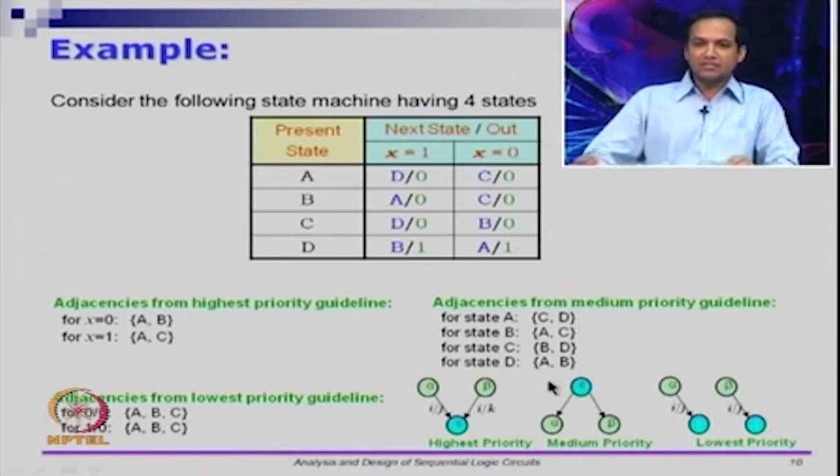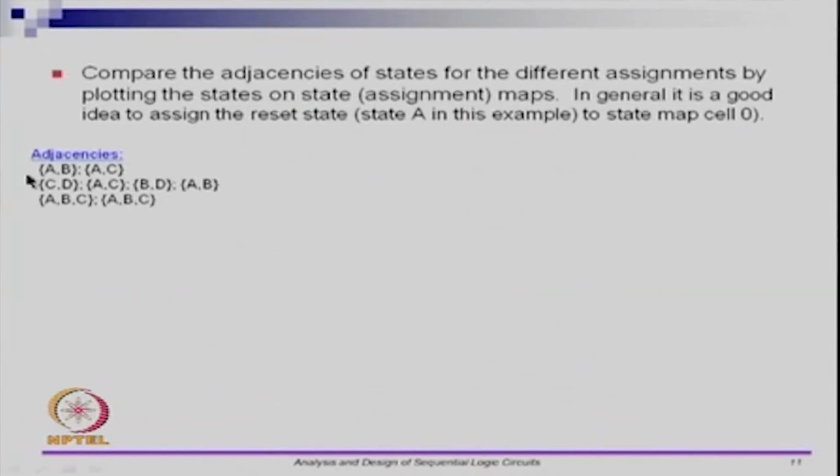Given these affinities, we have still not made any assignment. We want to make an assignment in such a way that the states A, B, C and D follow these affinities as much as possible. Not that you can always follow it, you want to follow it as much as possible. So let us look at all these adjacencies. This is from priority 1, this is from priority 2 and this is from priority 3, and we are going to do the state assignment in such a way that the highest priority things are taken care of first and so on. So let us do one assignment first.